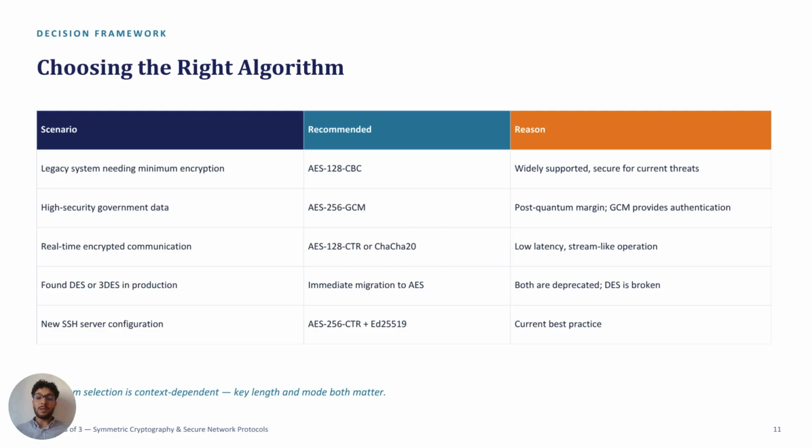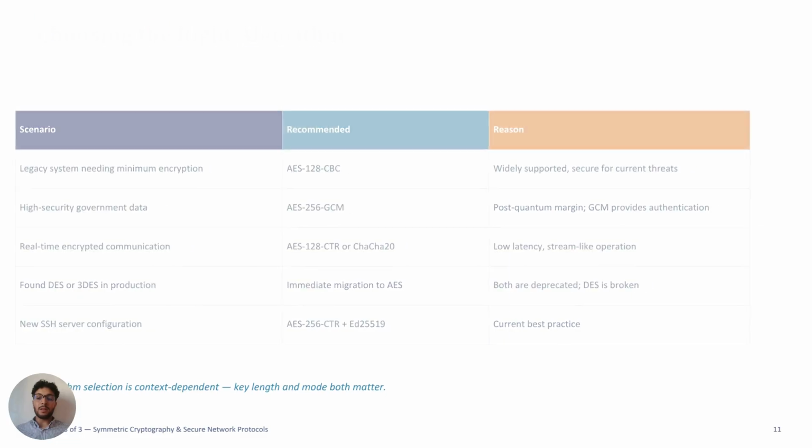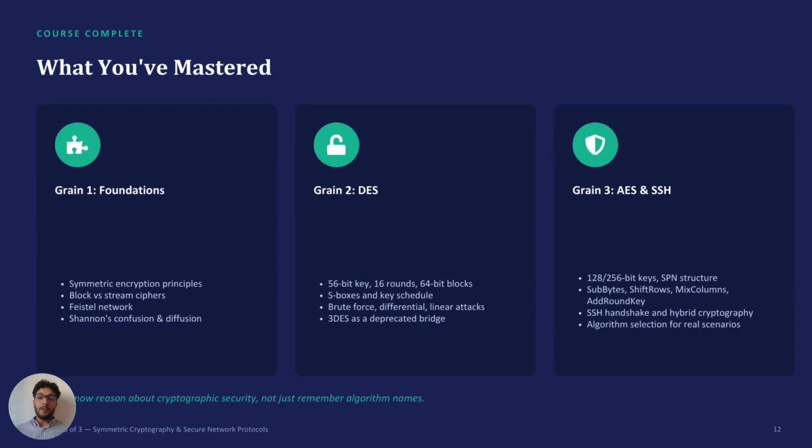For post-quantum security, use AES-256, with key sizes that anticipate Grover's algorithm. For legacy systems, migrate immediately from DES and 3DES. They are not acceptable for any confidentiality requirement in 2024.